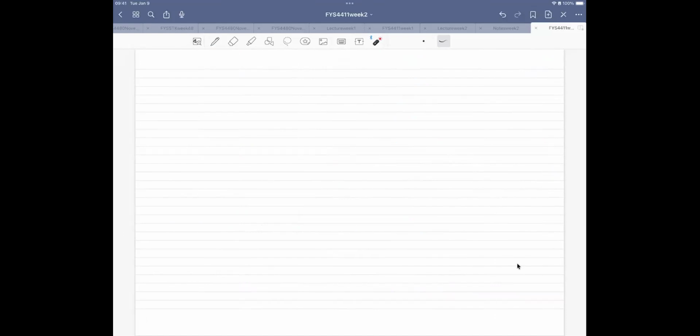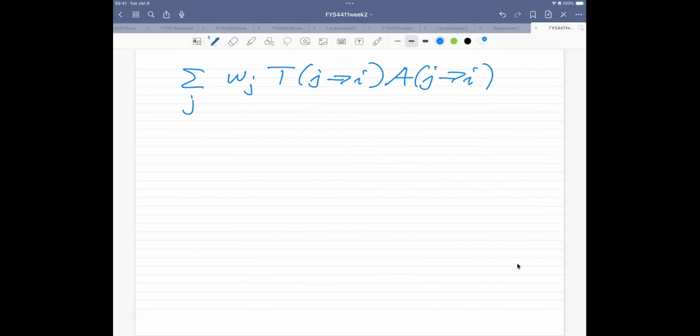So what I'm getting then is the following expression. I will have a sum over J, and then I have Wj. There is no time dependence anymore. And then I have my T of J going to I, and then there's an A of J going to I here. And this is equal, because now we can bring back the other side, to Wi of T of I going to J, and A multiplied with I going to J.